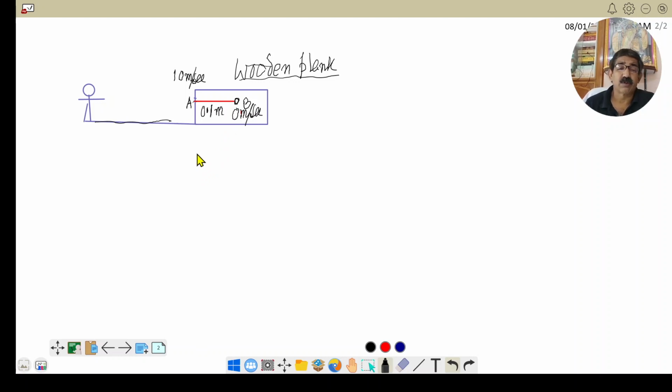So this is the state of affairs. You are firing bullets. The bullet is targeted to the wooden plank, and it enters into the wooden plank through a certain distance, and then it stops. So this is the physical happening. Now I am making the problem.